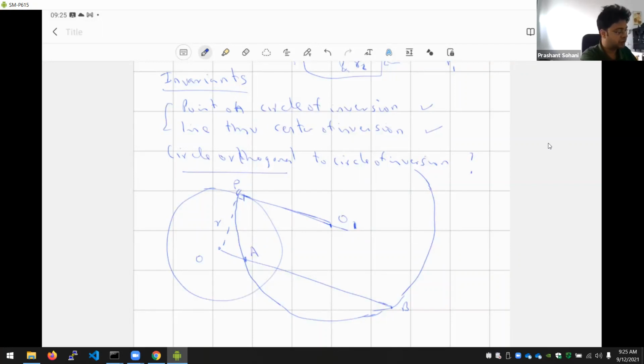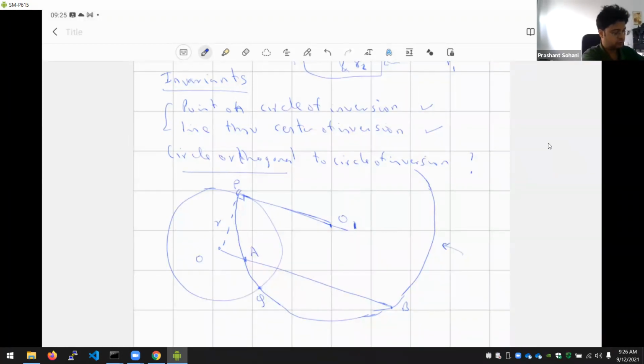In particular, the points of tangency P and Q are self-invariant under this same operation. Another simpler way of saying the same thing is that this orthogonal circle, its inverse will also pass through the points P and Q itself. So the inverse of this circle is another circle passing through P and Q, and then that is the same circle.